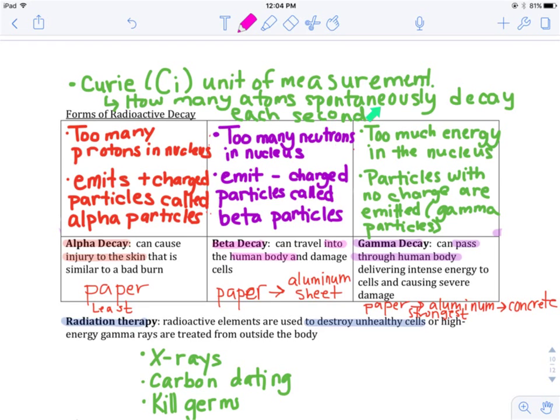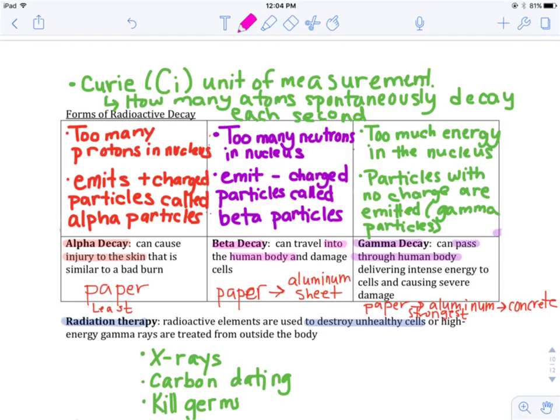spontaneously decay each second. There are three major types of radioactive decay, the first of which is alpha decay. What occurs in alpha decay is that there are too many protons in the nucleus, so it emits a positively charged particle that are called alpha particles. These are the least strong particles. They're capable of traveling through paper. Alpha decay can cause injury to skin that's similar to a bad sunburn.